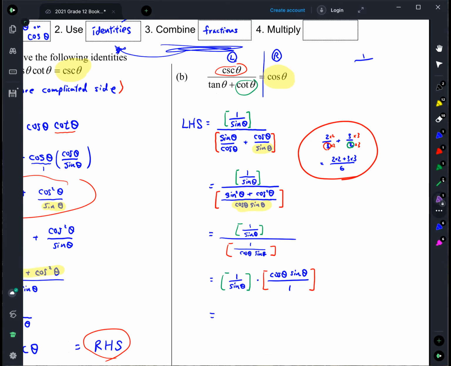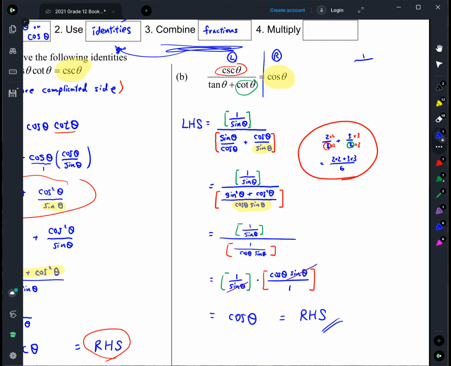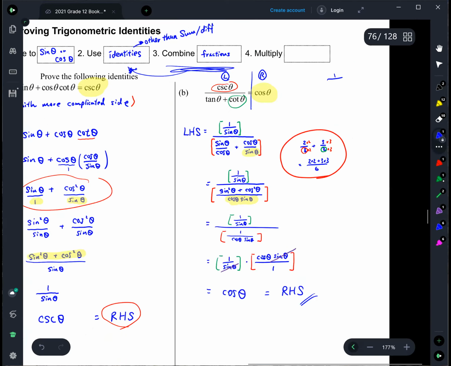Very good. So you can show the canceling when you are writing your work, because this part I can follow. I see our numerator can reduce with the denominator. So you're left with just cosine theta. And this looks like the right-hand side, then you can write your conclusion, equals RHS. Okay, then you're done. So that's how all the proofs should be done, slowly, so I can follow what's going on.